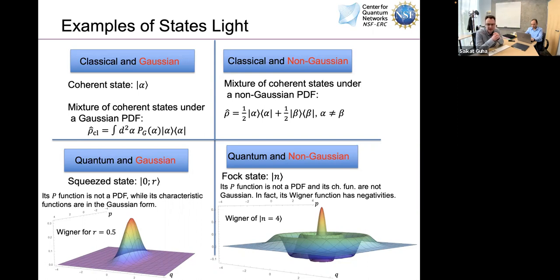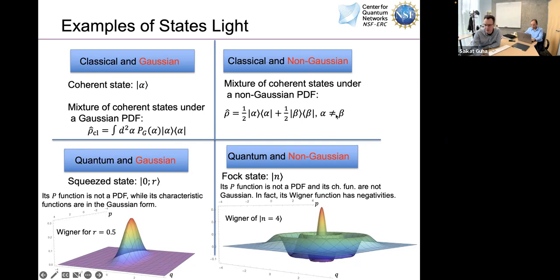Another example of classical and Gaussian is a statistical mixture of coherent states under some Gaussian distribution, something like what we call a thermal state. Now, a state can be classical, but non-Gaussian. For example, you can have the statistical mixture of two different coherent states. Both of these states are classical, and I mix them together under some classical, if you like, PDF. Okay, with probability 1/2 I have alpha, with probability 1/2 I have beta. This is a classical state.